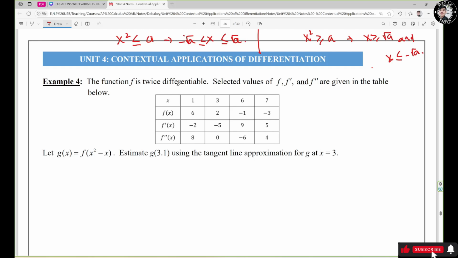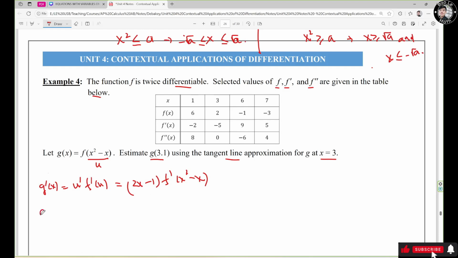The function f is twice differentiable. Select the values of f, f prime, and f double prime given in the table below. Let g of s equal f of s squared minus s. So again, we need to find the equation of the tangent line, right? So first, we need to find the derivative of g of s. Now we need to use the chain rule for this one. So we let u be s squared minus s. So then we have u prime times f prime of u. So u prime is going to be 2s minus 1, times f prime of s squared minus s.